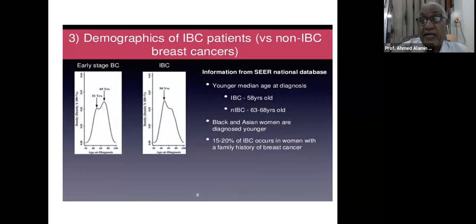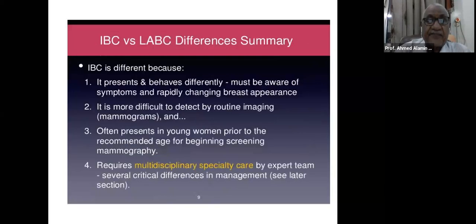From national data, the age of inflammatory breast cancer patients is younger than non-inflammatory breast cancer patients. Black and Asian women are diagnosed younger. 15 to 20% occur in women with a family history of breast cancer, like the rest. It is different because it presents and behaves differently. One must be aware of symptoms and rapidly changing breast appearance.